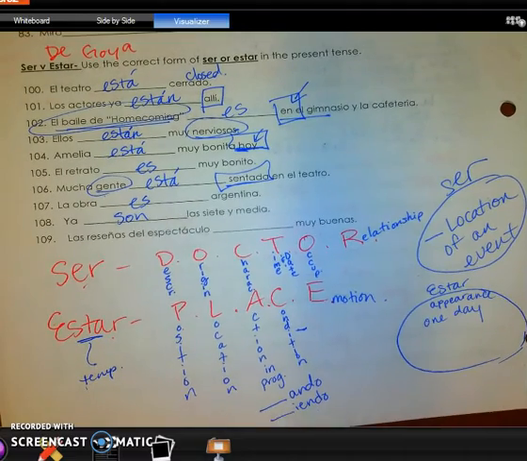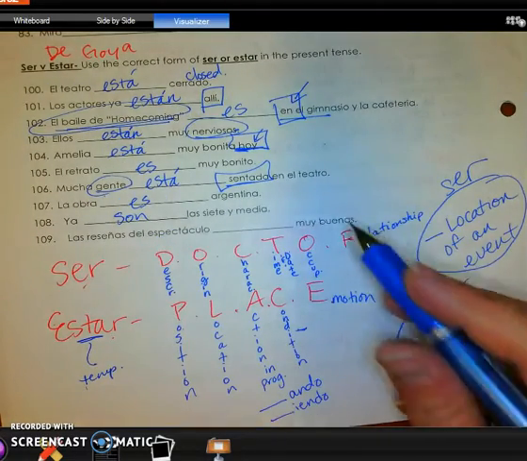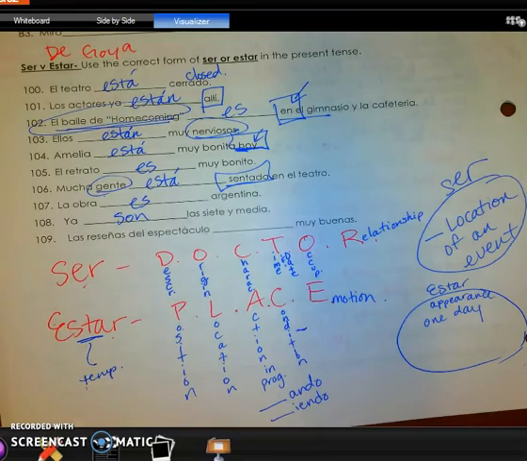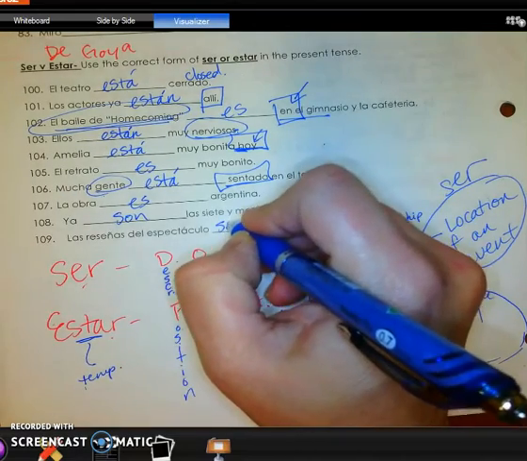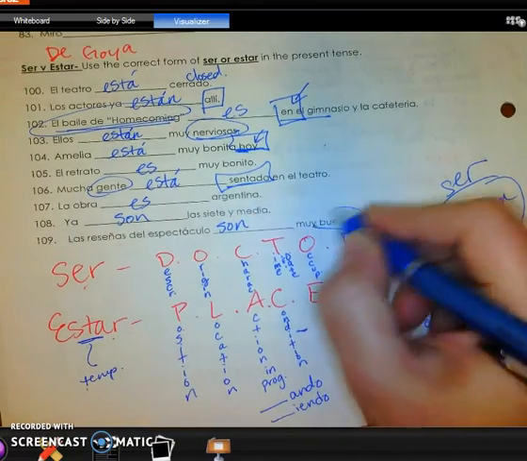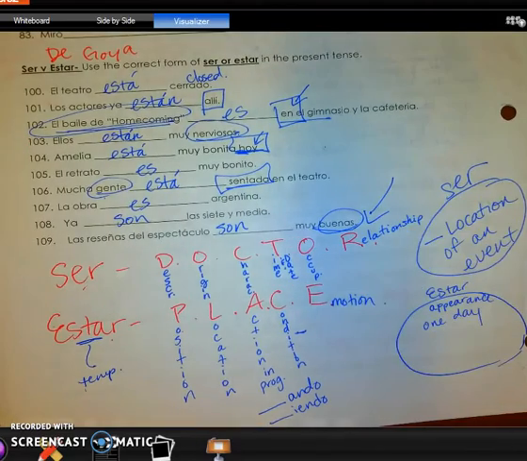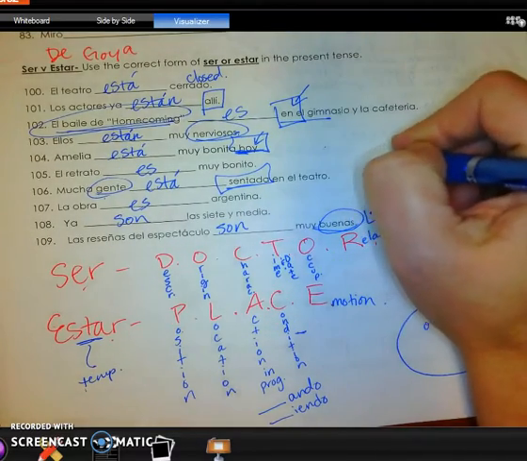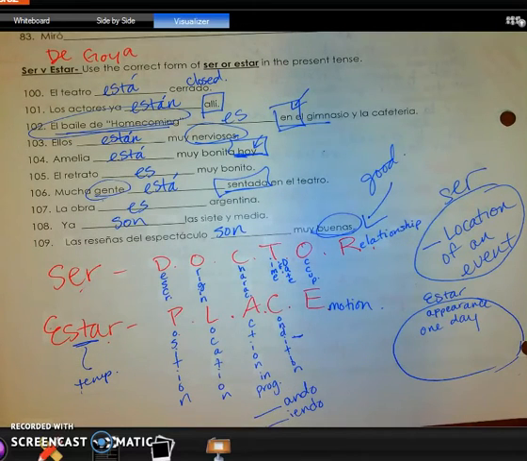Las reseñas, the reviews of the show, muy buenas. Son. Why? Buenas, what does that mean? Good, which is an adjective. So guys, if I'm using an adjective that's a description of people or describing things and not conditions, then it's ser. If I'm describing someone's condition, like they're sick or they're worried, then that would be estar. And that's it.